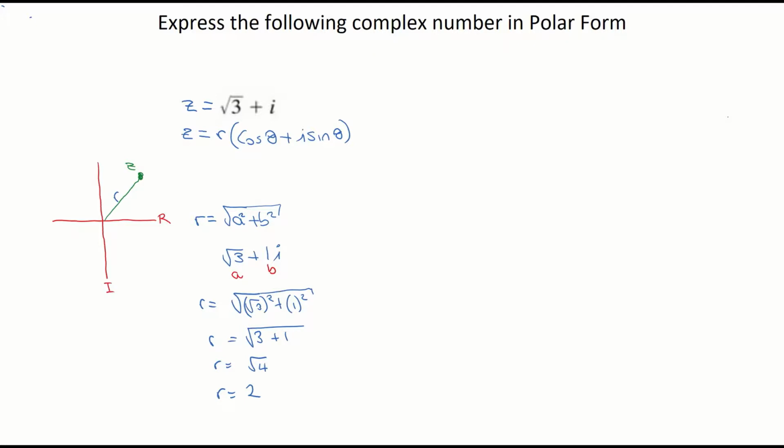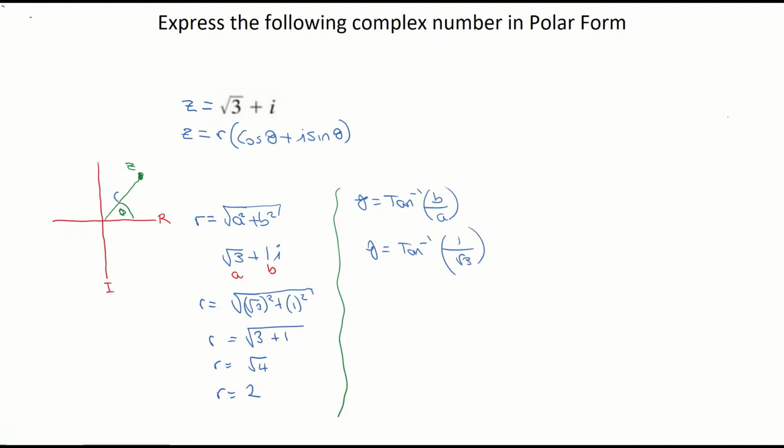The next thing we need to find is the angle, the angle between that point that I've drawn and the real axis. So I'm looking for theta now. In order to find theta, we are going to use our trigonometric ratios, and in particular, we're using tan. So to get theta, it's the inverse of tan, so tan inverse of b over a, or it could be written as y over x, depending on what letters you're using. So that means theta is equal to tan inverse of b, which is 1, over root 3.